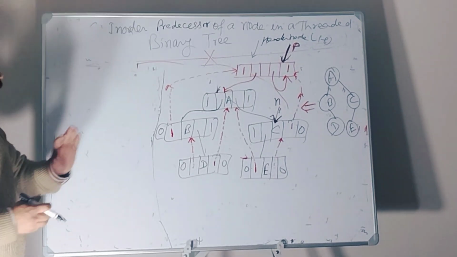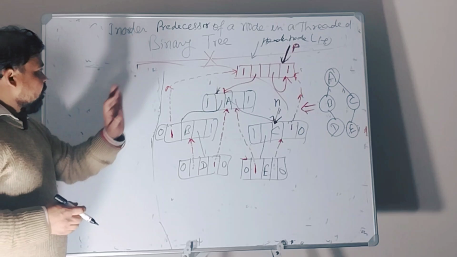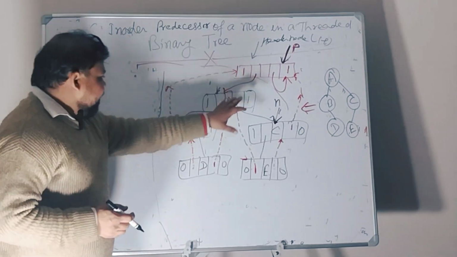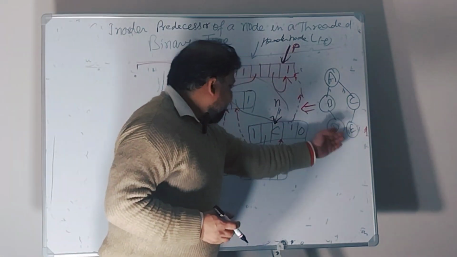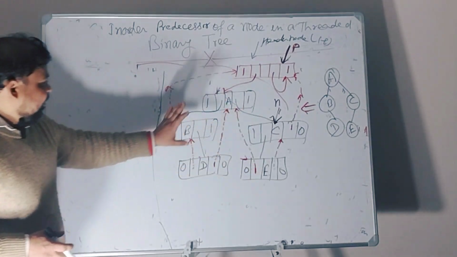Hello everyone. In this video, I'm going to explain how to find the predecessor of a node in a threaded binary tree. Here, this binary tree is shown, and the equivalent threaded binary tree is already drawn. You can see it here.